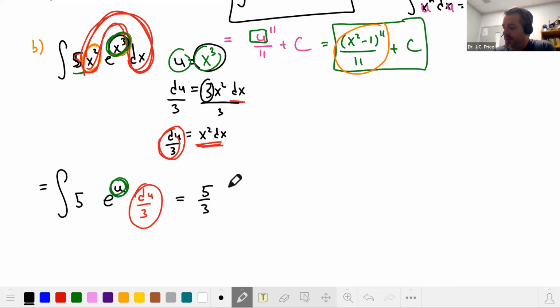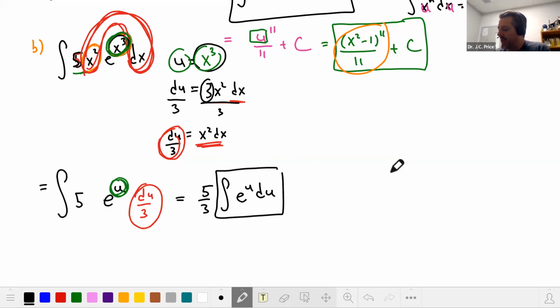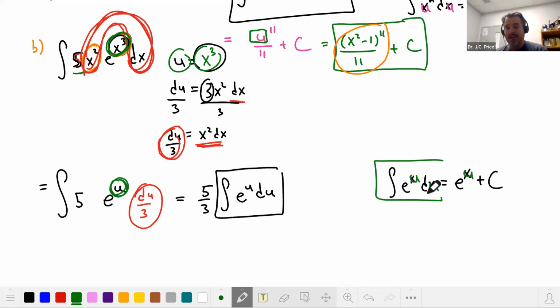So I have 5/3 the integral of e to the u du, which is one of my types. So remember, we have this rule: what's the integral of e to the x dx? You're just looking for its antiderivative, and that's just e to the x plus c. And that works for any letter. So if we write a u here instead of an x, it's like another note card. You turn it over on the other side, you have e to the u plus c. So this will be equal to 5/3, turn over that note card, and we have e to the u plus c on the other side.